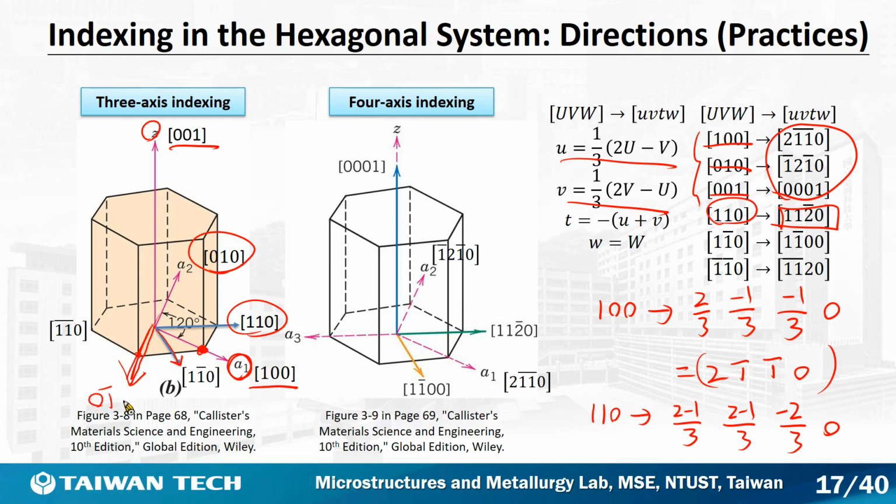0 minus 1, 0. And this one is in the middle between these two, so just the sum of this. 1 minus 1, 0. How about this one? Opposites of this one, right? So minus 1, minus 1, 0. Okay, you can make some practice for this.